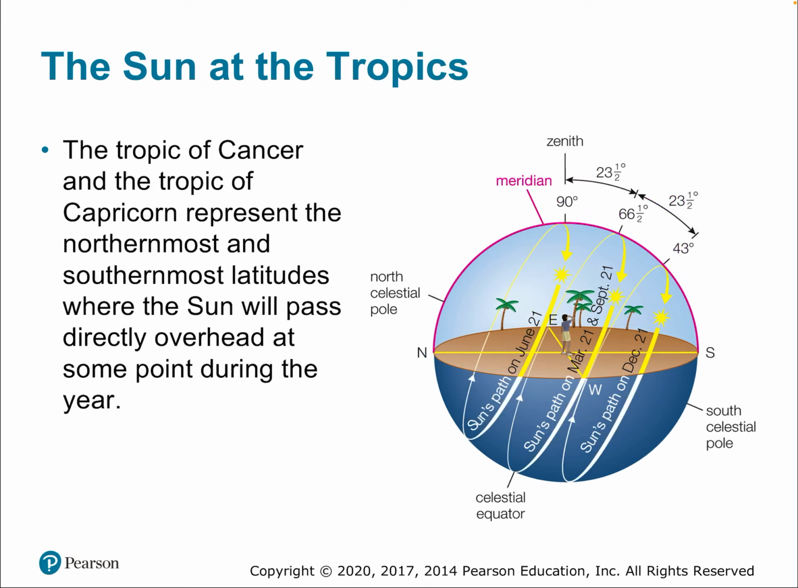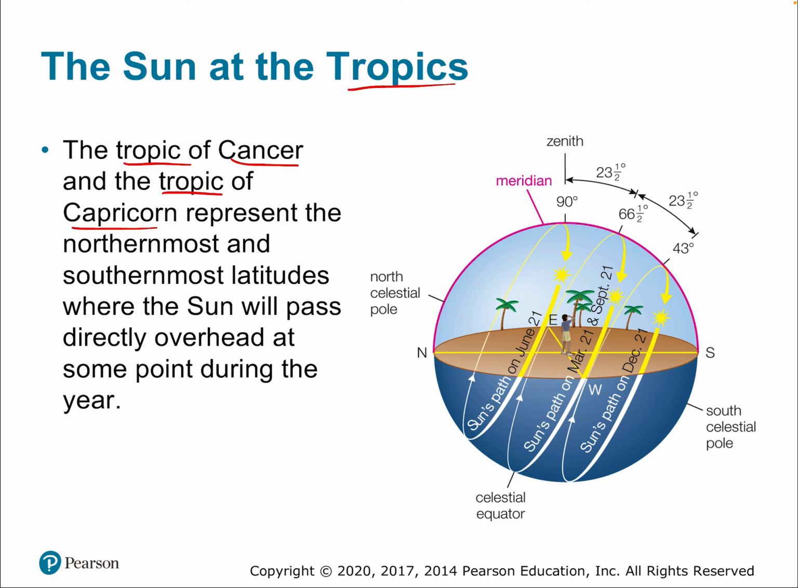Now let's talk about those special latitudes, particularly the tropics and the Arctic Circle and the Antarctic Circle. The Tropic of Cancer and the Tropic of Capricorn represent the northernmost and southernmost latitudes where the sun will pass directly overhead at some point during the year. So if you're located exactly at either of the tropics, you would have one day of the year where the sun reaches the zenith and you have sunlight coming directly overhead.